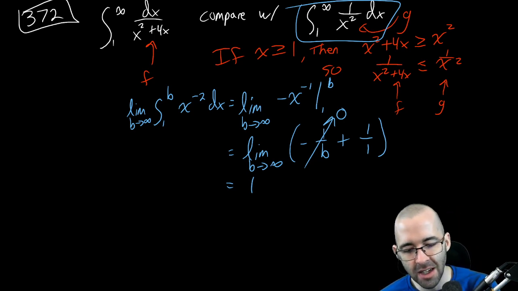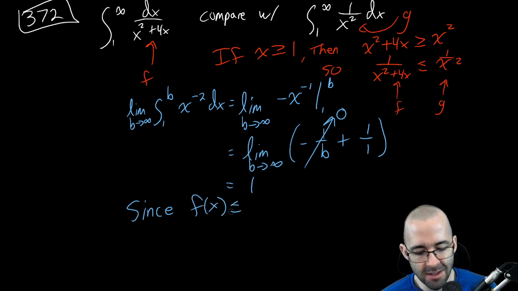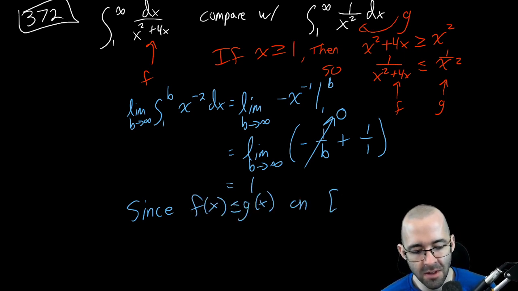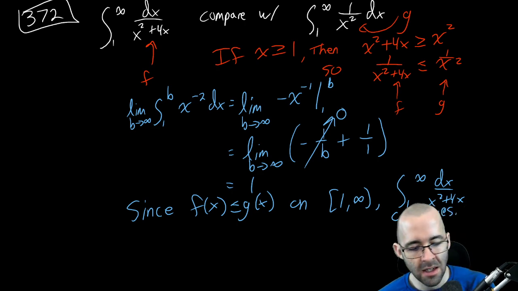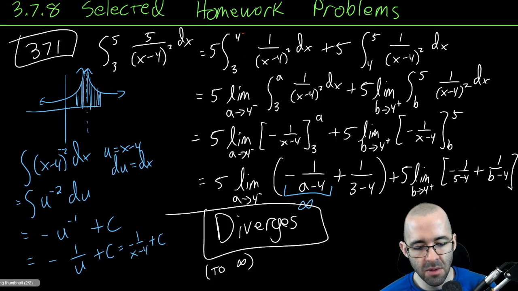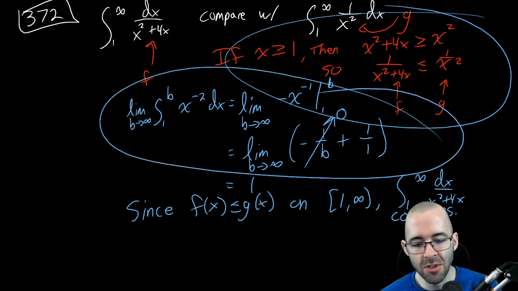Wow. Okay. So, by our comparison theorem, since f of x is less than or equal to g of x on this interval, this proves the integral from 1 to infinity of dx over x squared plus 4x converges. That's how we use the comparison theorem. Show that f is less than or equal to g. Whoa, hit the wrong button, which means I can't undo the big circle. Show that f is less than or equal to g. And then if g converges, f converges.